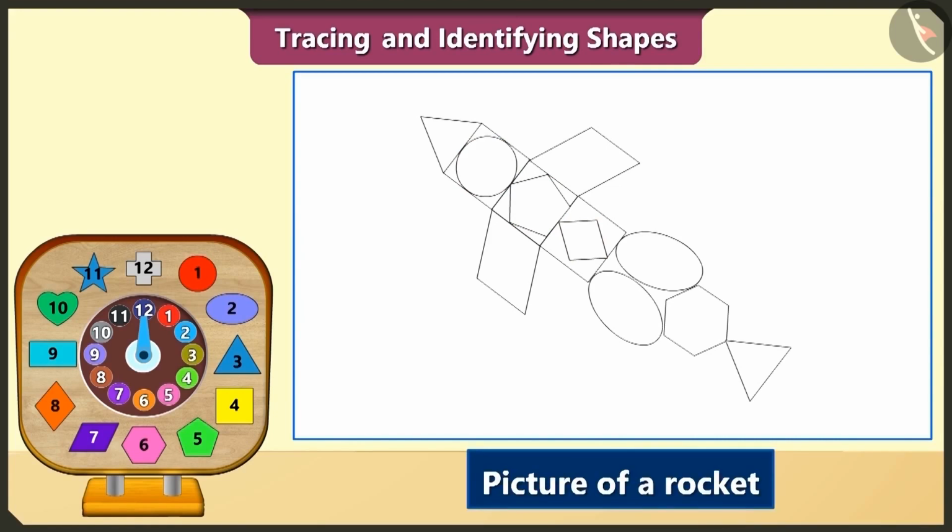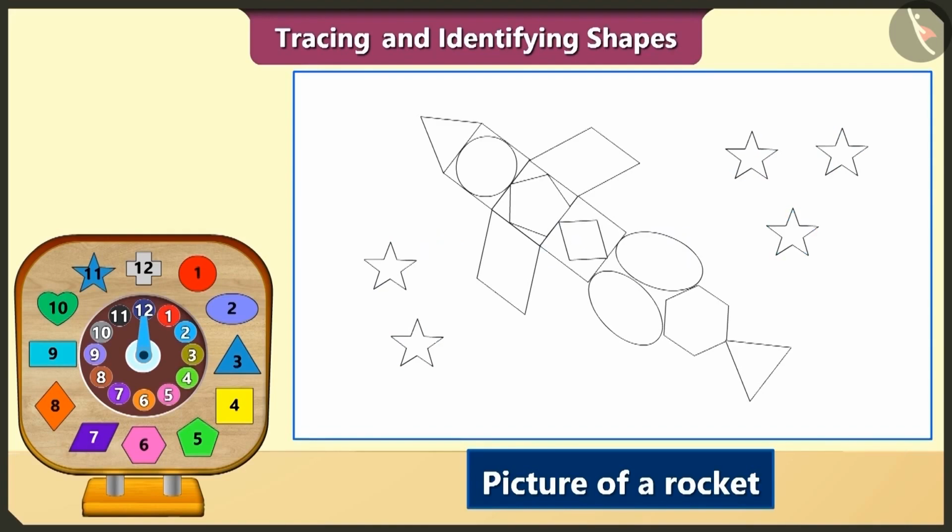If we want to show this rocket flying in the sky, then which shape would we have to trace from these? To show the rocket flying in the sky, we would have to trace the star-shaped block. Yes, so now we will trace the star-shaped blocks and draw 1, 2, 3, 4 and 5 stars.